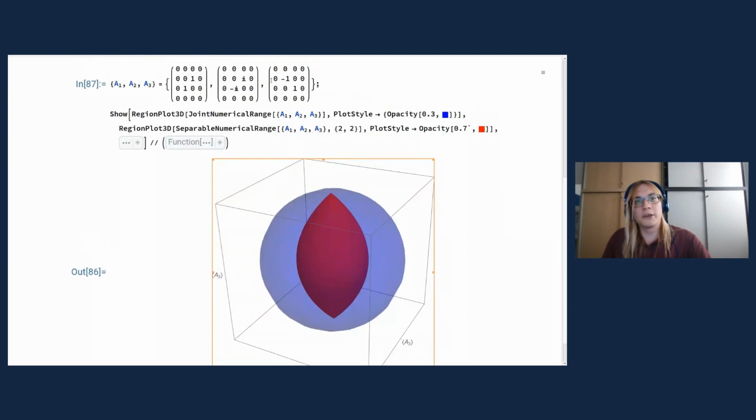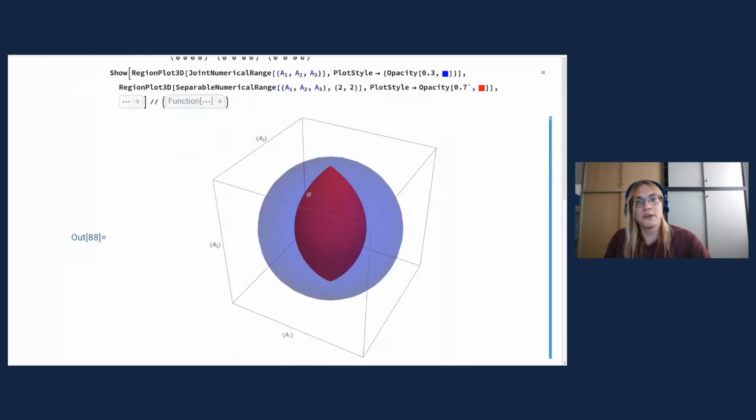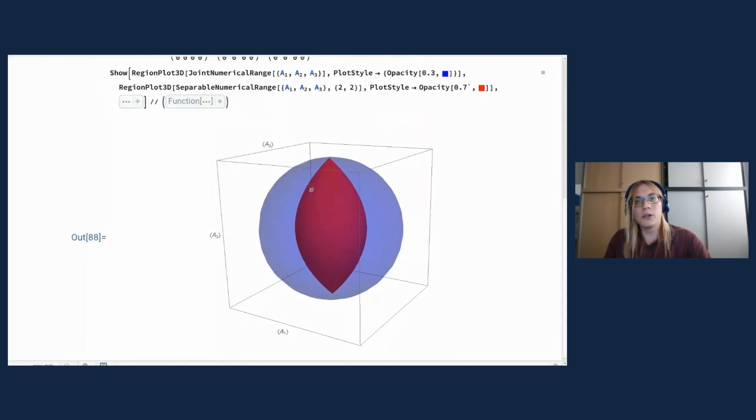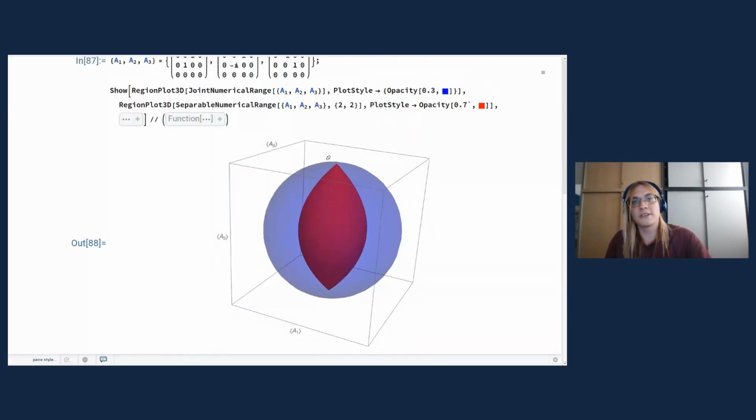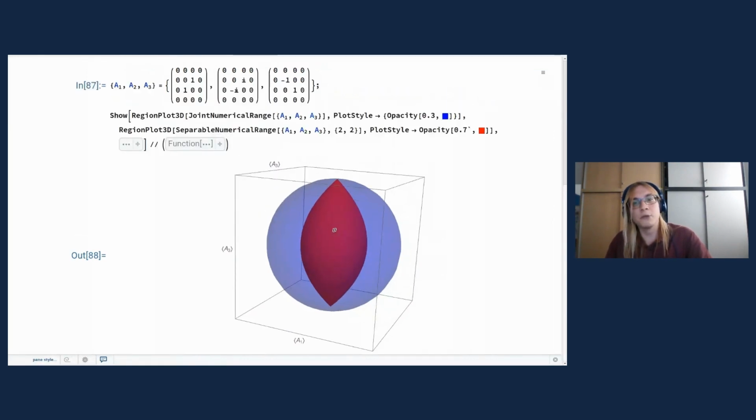So these are the three operators, essentially just the computational basis of the qubits. And the blue ball, the blue sphere, is the joint numerical range. So it's the set of expectation values for any states, entangled states or not. And the red object inside is the separable numerical range for these three operators.